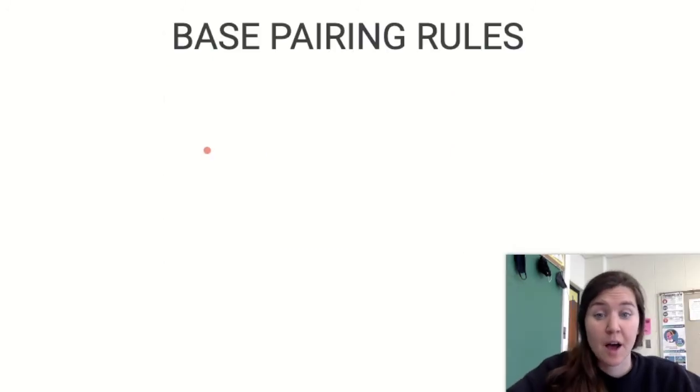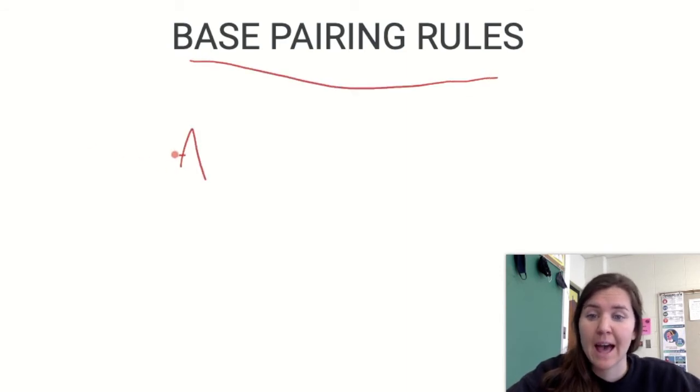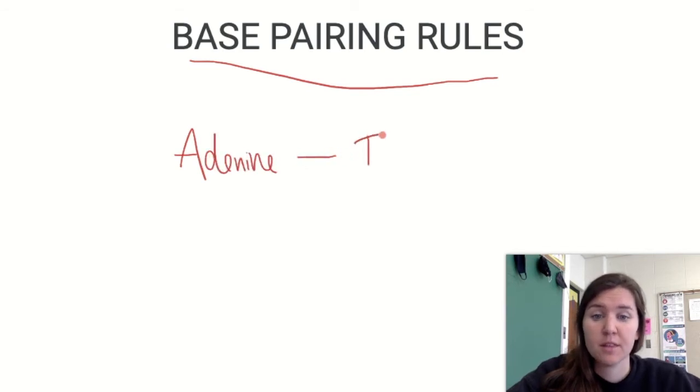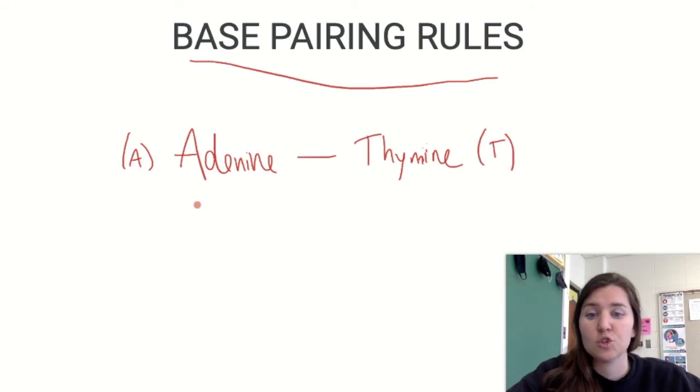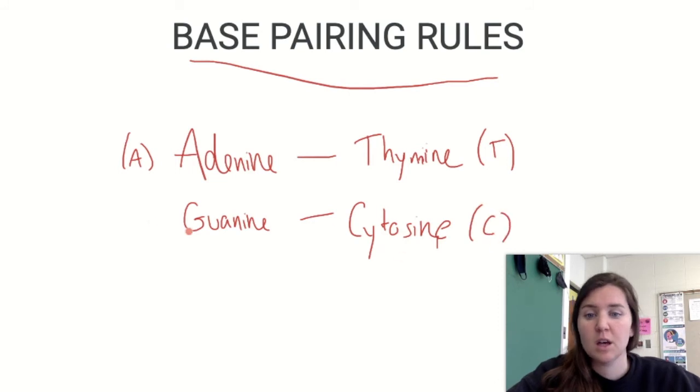So to figure out our other strand of DNA, we use what's called the base pairing rules. And those are that adenine always pairs with thymine. So A will always pair with T. And guanine always pairs with cytosine. So C always pairs with G.